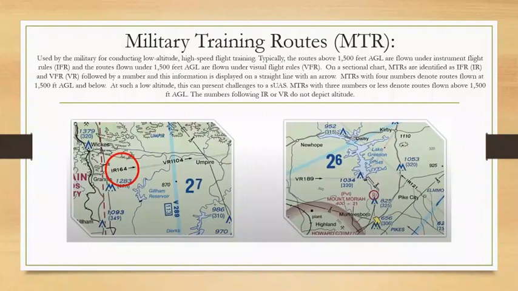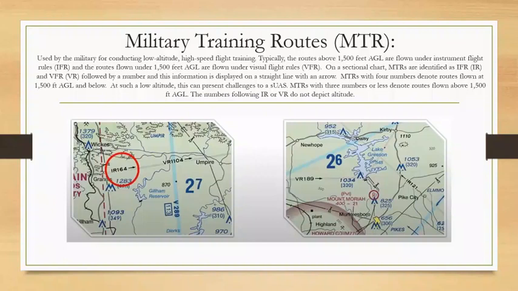MTRs with 4 numbers denote routes flown at 1,500 feet above ground level and below. At such low altitude, this can present challenges to an sUAS, and so MTRs with 3 numbers or less are going to denote routes flown above 1,500 feet above ground level. The numbers following IR and VR don't depict altitude. They're just there for their own specific reasons.